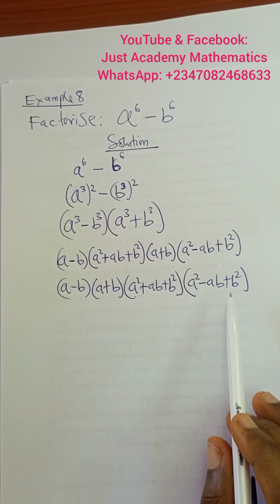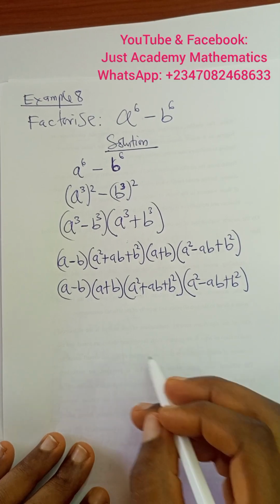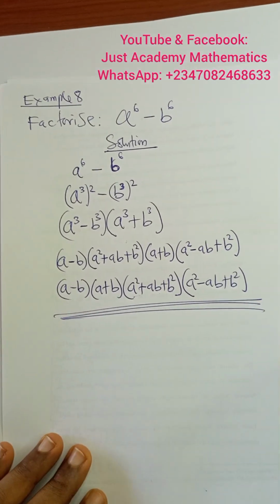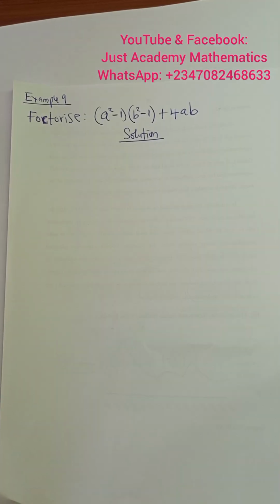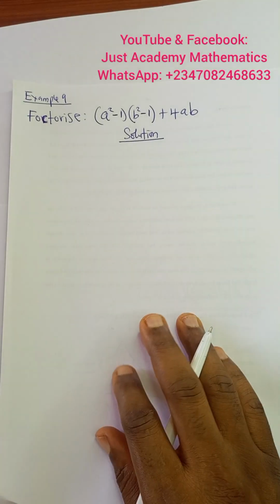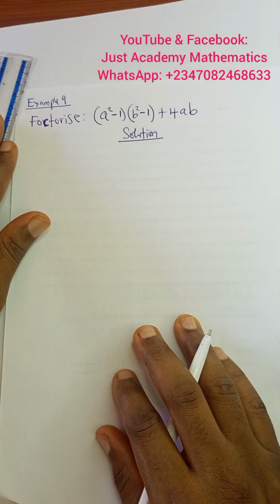So, since nothing can be factorized here, we can as well leave it like this. This is the answer. That is the solution, because you cannot factorize it further. You just stop there. Okay, that brings us to number 9. You can see number 9.